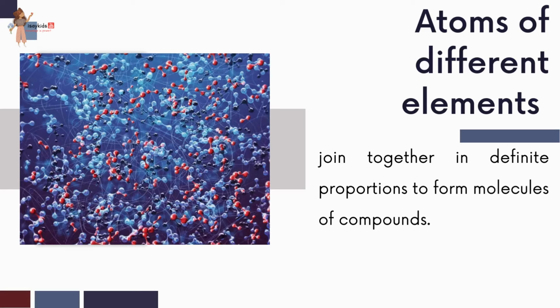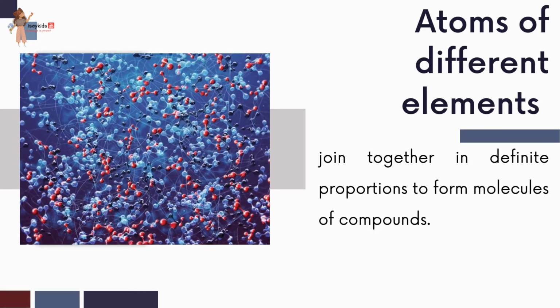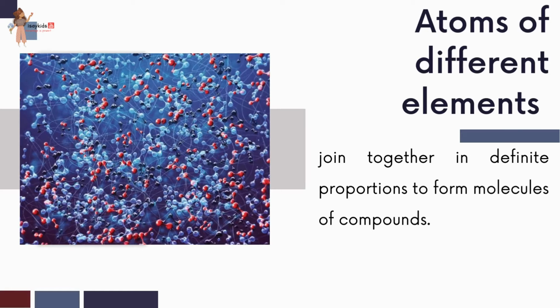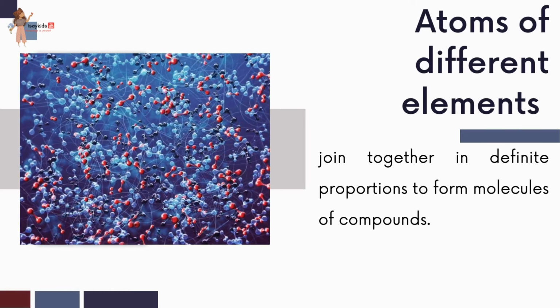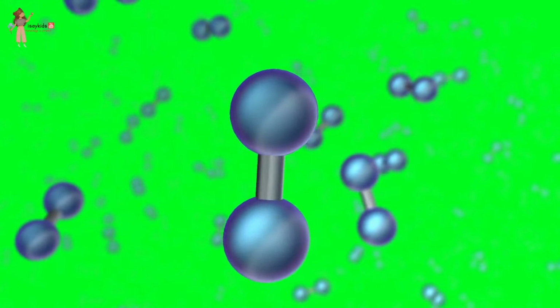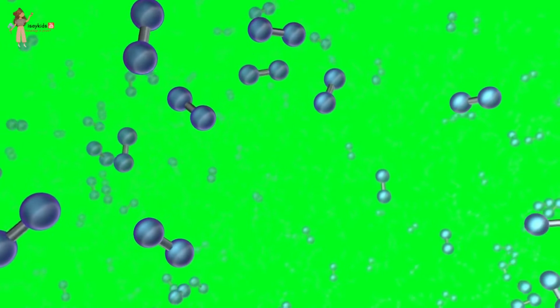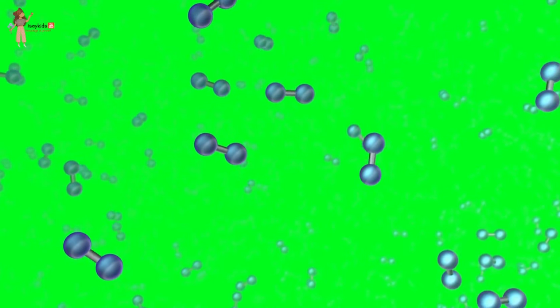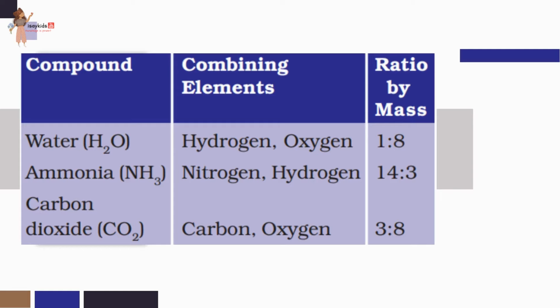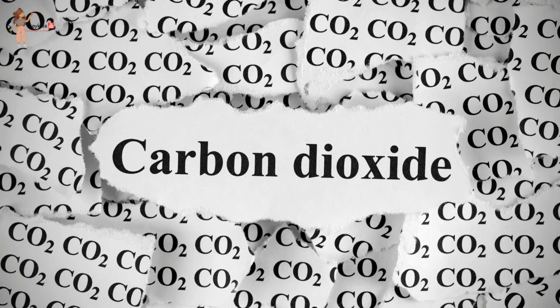Molecules of compounds. Atoms of different elements join together in definite proportions to form molecules of compounds. For example, hydrogen and oxygen, when combined in the ratio of 1:8 by mass, gives us water. Here are some other examples. Nitrogen and hydrogen, when combined in the ratio of 14:3 by mass, gives ammonia. Carbon and oxygen combined in the ratio of 3:8 gives us carbon dioxide.